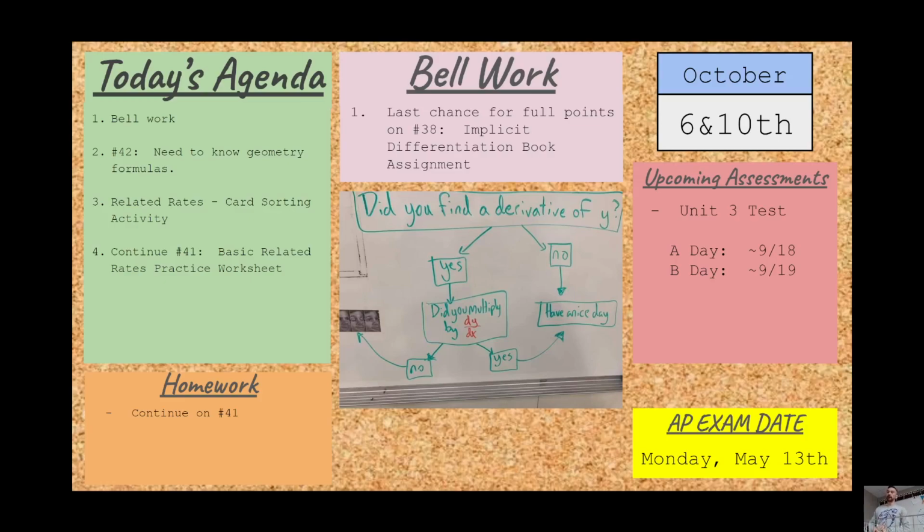But before I ask you to continue on that number 41 worksheet, I want to talk a little bit about some of the geometry formulas you need to know, and give you some tips for knowing the volume of some 3D shapes so that there's less for you to memorize. And then I've got a quick card sorting activity on related rates, trying to pair up a scenario to a geometry formula to its derivative. And then once we're done with that, you'll have the rest of the class period to work on that number 41 that we started on last class.